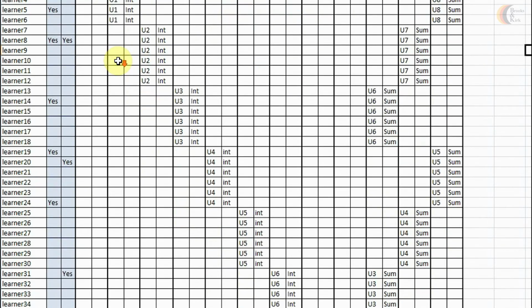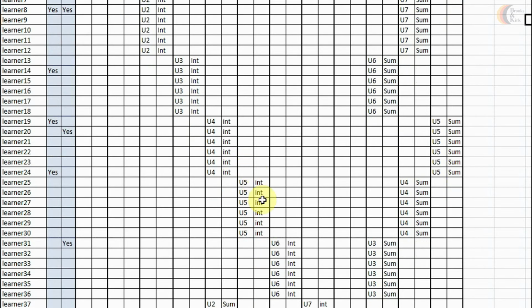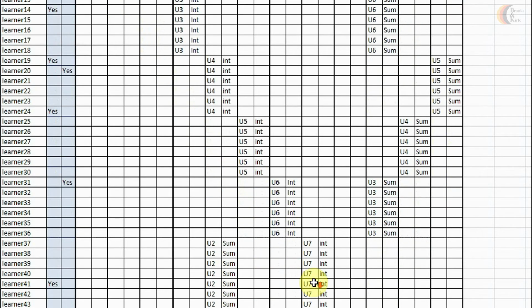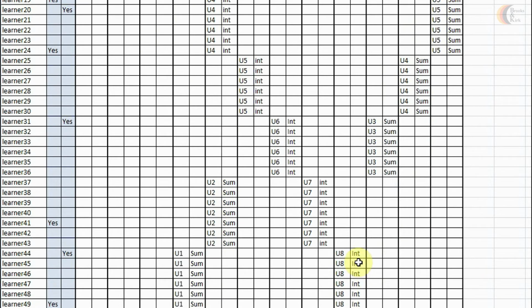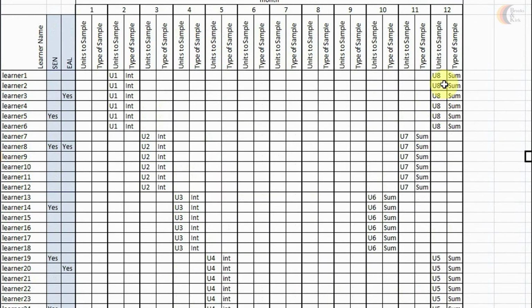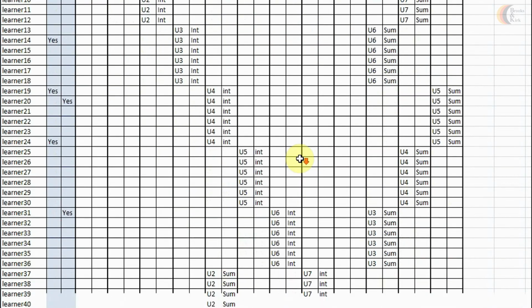I've planned this, so as you can see, as I go through my learners, Units 1, 2, 3, 4, 5, 6, 7, and 8 will all have an interim sample, and working back, Units 1, 2, 3, all the way through to 8 will have a summative sample. So all units will be sampled twice, an interim and a summative, but each learner will also be sampled twice. That will be our 25%.